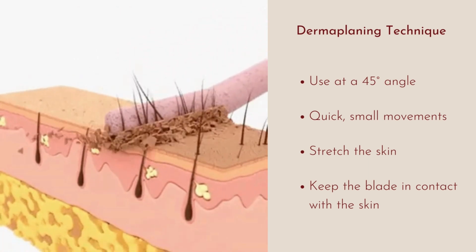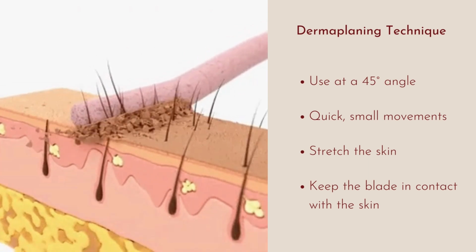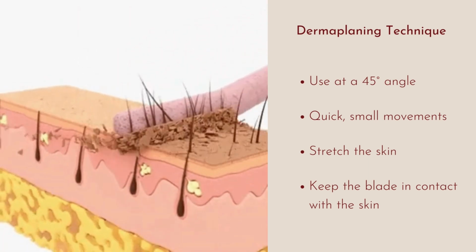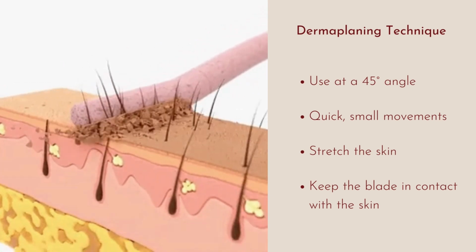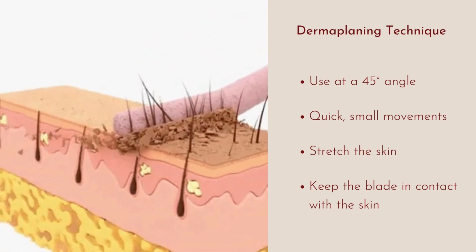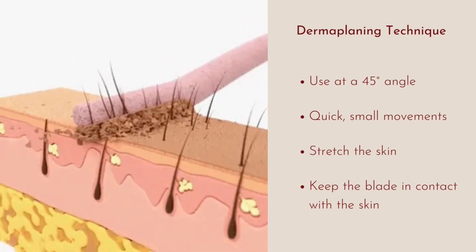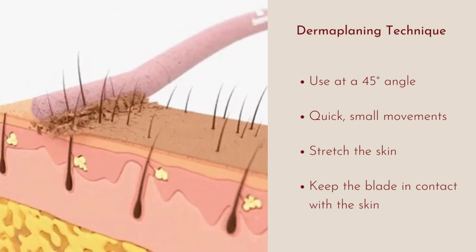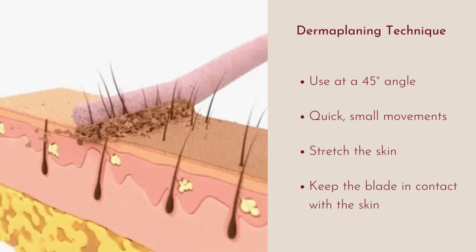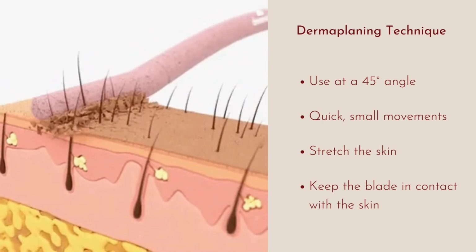So by moving quite quickly and working on small areas each time, you actually remove more dead skin cells. You remove every individual vellus hair as you're working very small sections, and you're being very precise and very quick with that as well. And by moving quite quickly and in very small directions, you always need to make sure that you're stretching the skin.